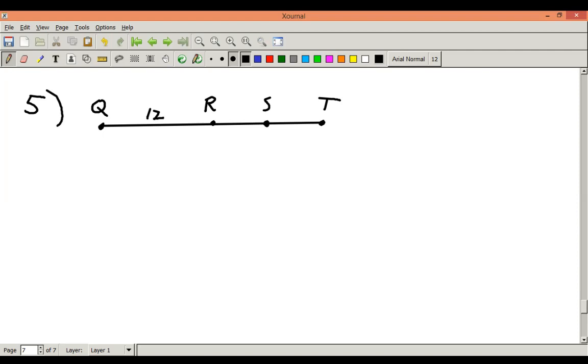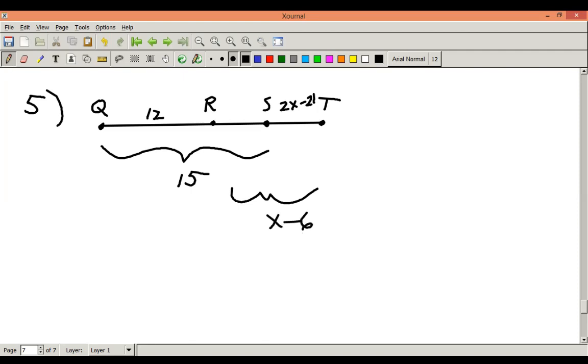QR is 12. ST, that's this part right here, is 2x minus 21. This piece here, QS, is exactly 15. And then RT, that's x minus 6. So you got a whole bunch of different lengths of line segments that you know, and our job is to solve for x.